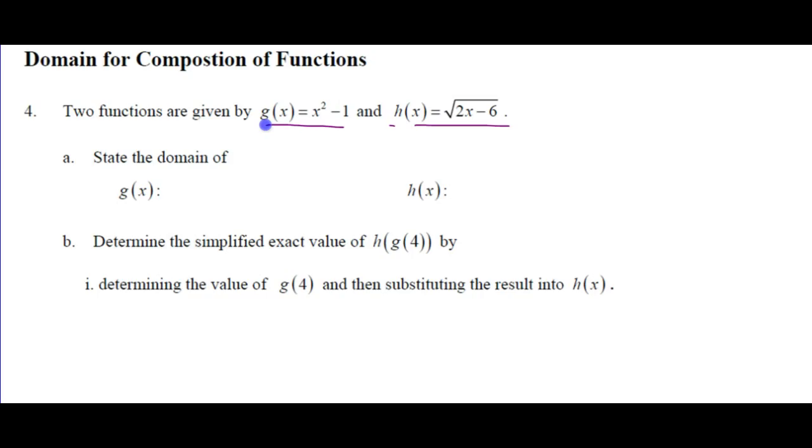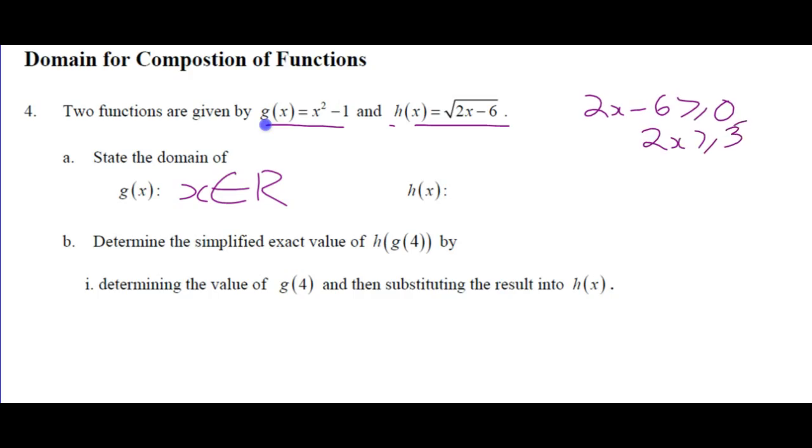What's the domain for g of x? You're going to square it and subtract 1 from it, so what's the domain? It belongs to the reals, right? I can square any number and subtract 1 from it. H of x, however: what do we know about the expression 2x minus 6? What does it have to be? Greater than or equal to 0.